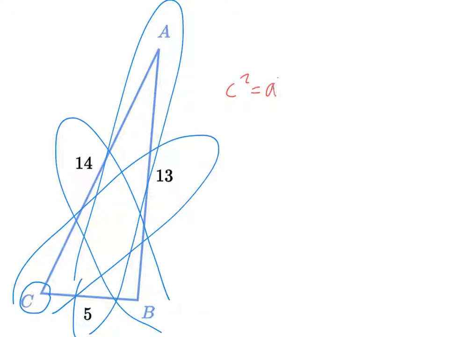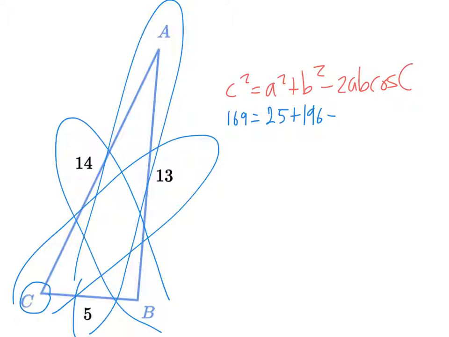So c squared is equal to a squared plus b squared minus 2ab cosine of C. And as I plug things in, you've got c squared is 169, a squared is going to be 25, b squared is going to be 196, 2 times 5 is 10, times 14 is 140, cosine of C. We've got to be really careful here.